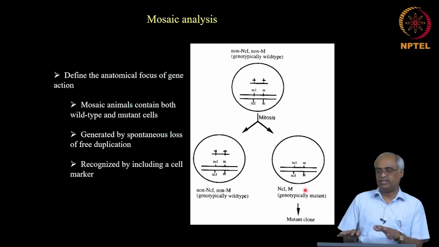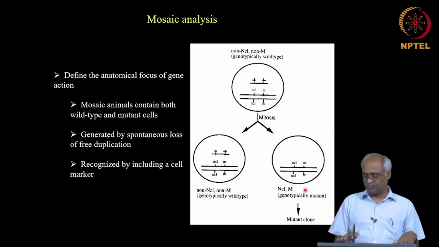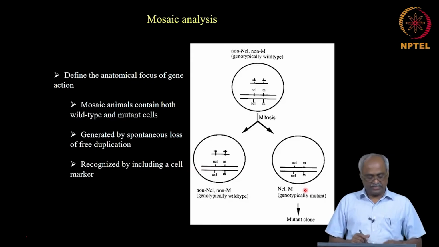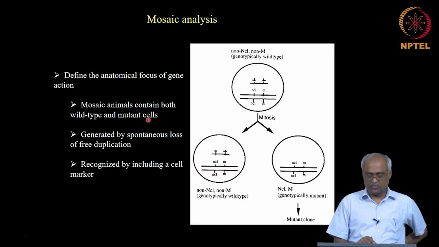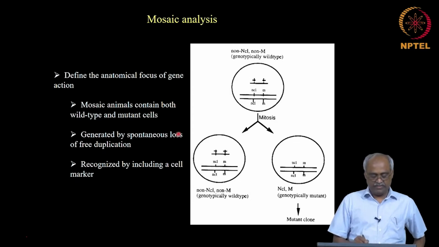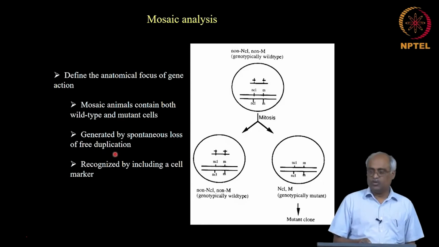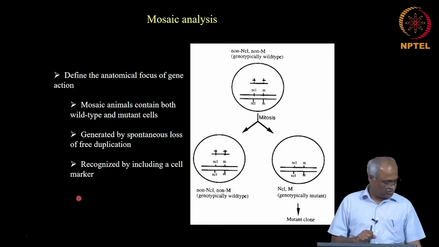There are other ways, like for example, Cre-lox is another way. So, now we will see an example. Mosaic animals contain both wild type and mutant cells. So, that has become clear, I guess. They are generated by spontaneous loss of a free duplication, in this particular example a duplication, and recognized by including a cell marker. Here that is the nucleolus size regulator.